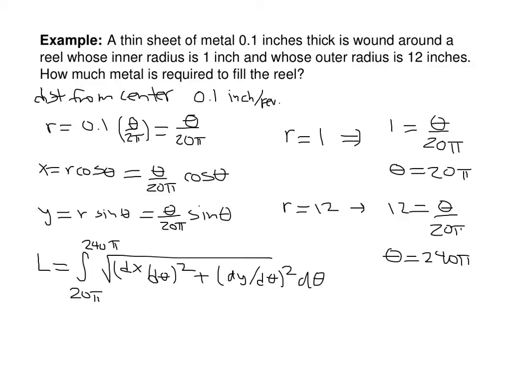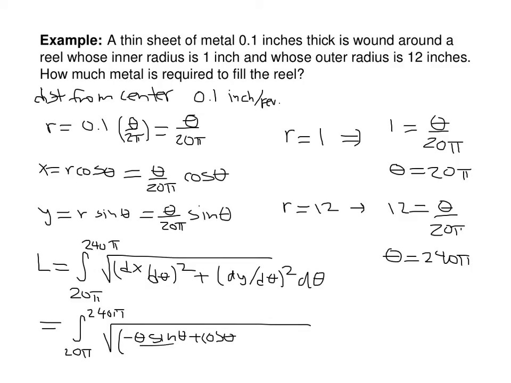And you have to use the product rule to differentiate everything here. So we have the integral from 20 pi to 240 pi root negative theta sine theta plus cosine theta all over 20 pi, that quantity squared, plus, if you differentiate the y using the product rule, you'll have theta cosine of theta plus sine of theta, the whole thing squared over 20 pi d theta.